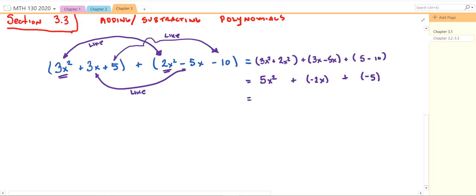Okay, let's just do one last cleanup step here. And we'll say 5x squared, so plus a negative. So this is like positive 1 times a negative 2, equals minus 2x. And this is minus 5.